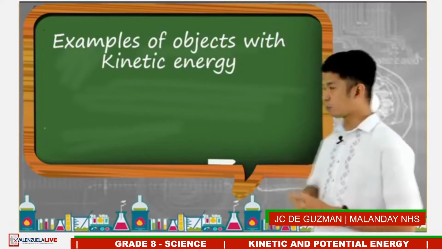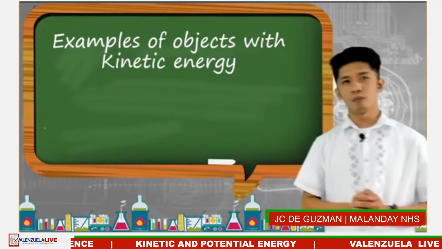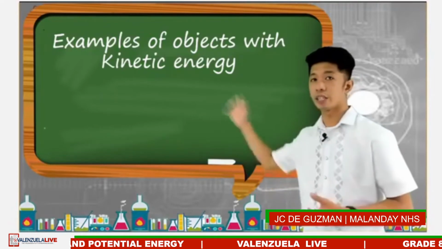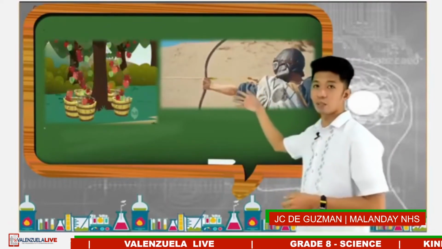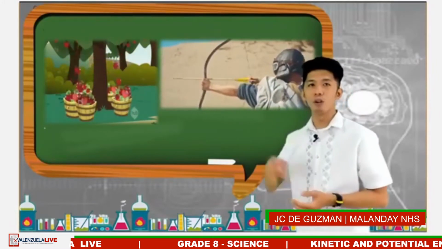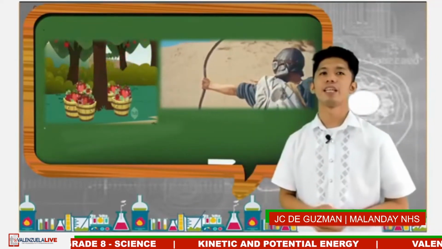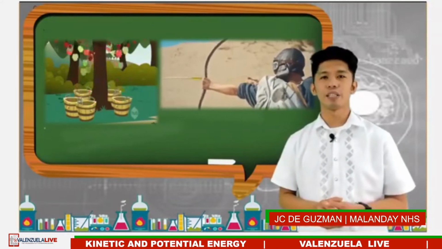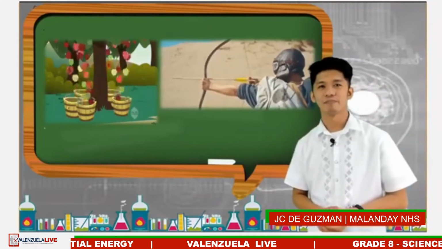Next, let us now proceed to kinetic energy. Now, what are the objects that can be included as examples for kinetic energy? We have the released arrow from the bow, and the apples which fell from the tree. Right, since they are moving, we can refer to it as kinetic energy.